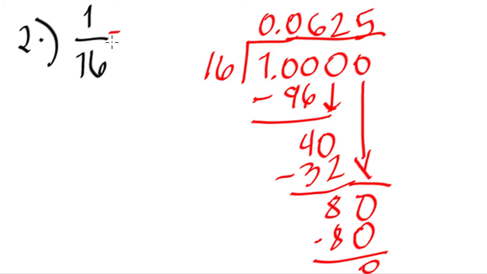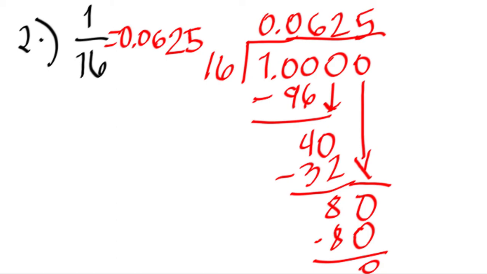So 1 over 16 is equal to 0.0625. Again, 0.0625. Okay, so that's our answer for number 2.